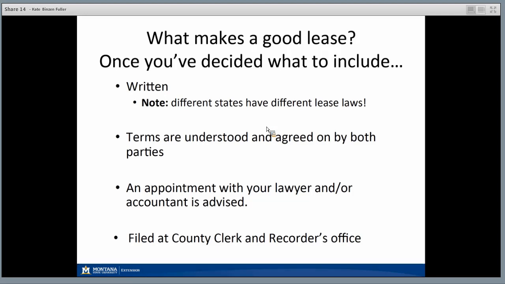If you file it at your county clerk and recorder's office, that is just another layer in the process. So you'll have a third party that notarizes the lease. So if something comes up, you have that on record as well. So that's not a bad idea also.